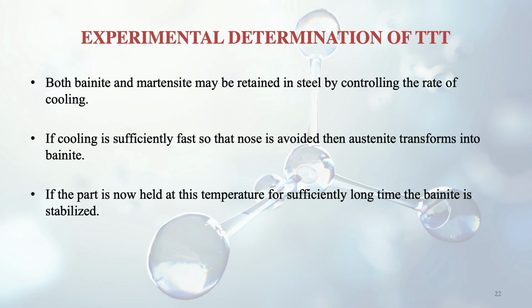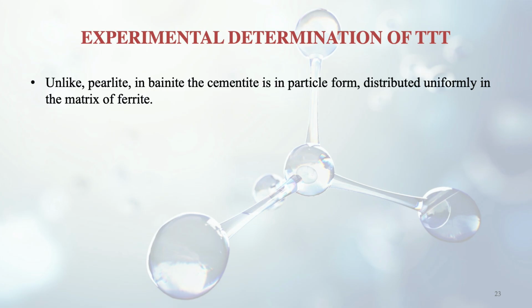If the part is now held at this temperature for a sufficiently long time, the bainite is stabilized. So that way the bainite is formed. The nose is also avoided, but we are not getting completely the martensite. So bainite will be there and it will also be stabilized if we are holding it at that temperature for a sufficiently long time. Unlike pearlite, in bainite the cementite is in particle form, distributed uniformly in the matrix of ferrite.